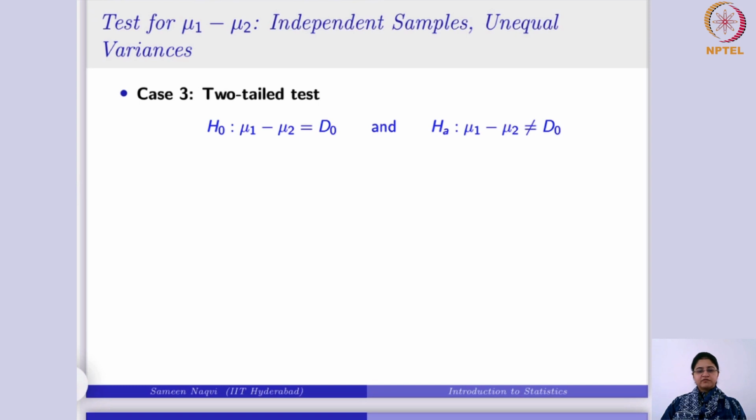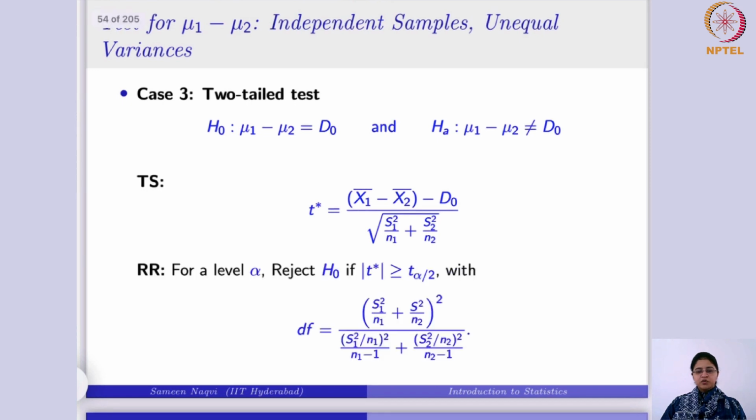Next, you can have a two tail test. Again, the test statistic is the same. The rejection region would be the absolute value of this test statistic being greater than or equal to T alpha by 2 with these degrees of freedom. Okay, same thing. So here you have minus T alpha by 2 and on this side you have T alpha by 2.